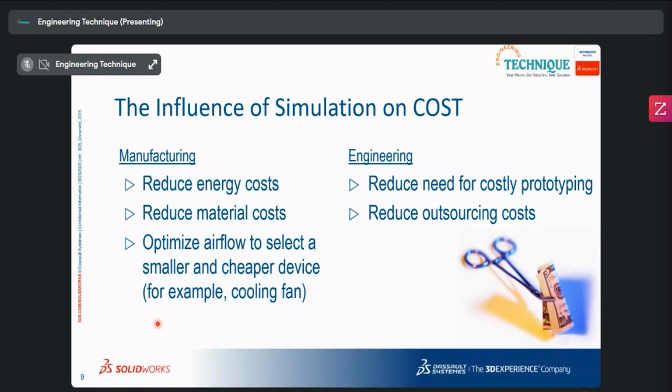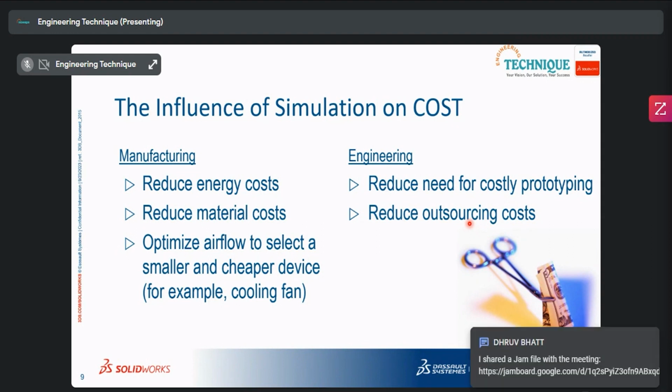Okay, so basically when you are considering manufacturing, you will try to reduce your energy cost or material cost or optimize the product process. And when you are on the shop floor, then you need to reduce the costly prototype and the outsourcing cost. Okay, so this is the major parameter which is affected by the simulation.